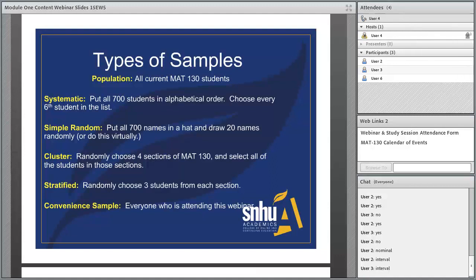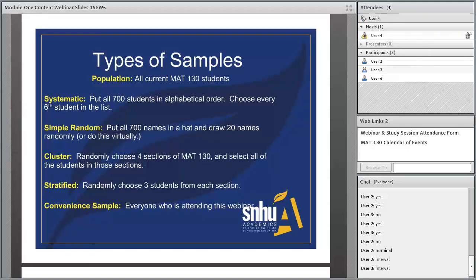Whereas a stratified sample we would use if, let's say, we wanted to survey all of the Math 130 students about certain aspects of the course, and we really wanted to make sure that people from every single section were represented because different instructors might do things differently. So with a stratified sample, we would randomly choose 3 students from each section. So we would actively be making sure that every single section is represented, but there's still this degree of randomness, okay? Because we're going to take 3 from this one, 3 from this one, 3 from that one.